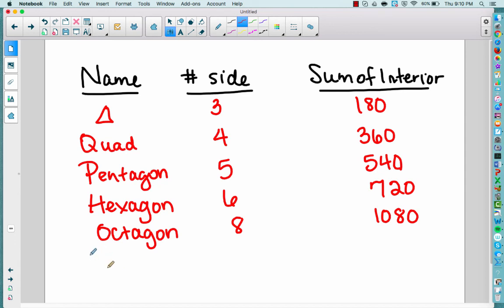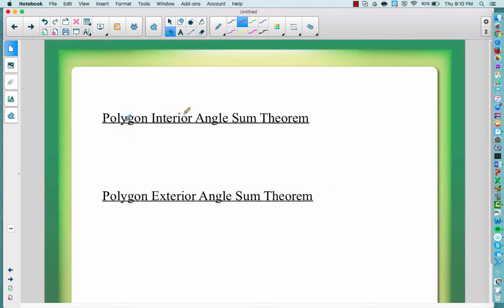All right, but what about a general number of sides? We call it an n-gon. That means it's like any random number of sides. So it has n sides, and so the formula would be n minus 2 times 180 degrees. So n minus 2 times 180. All right, and that's what we refer to as the polygon interior angle sum theorem.